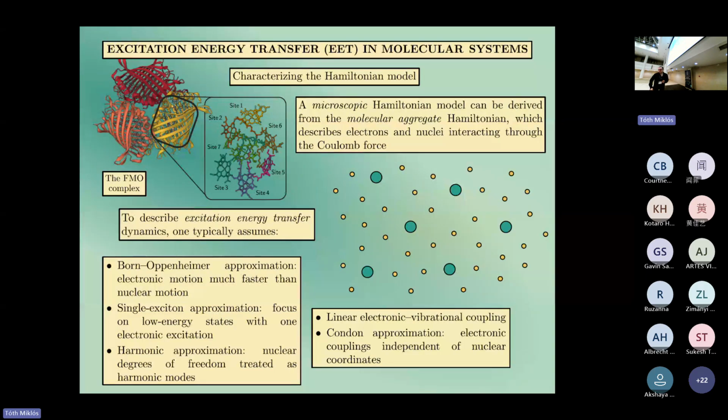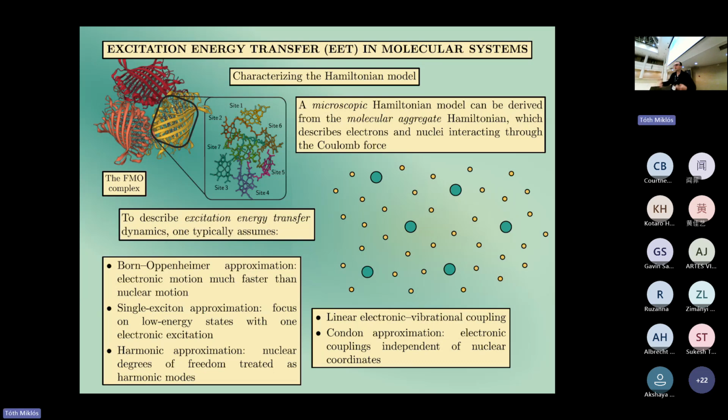For this type of systems, we are interested in electronic energy transfers in molecular systems. We currently have what we call microscopic Hamiltonian models. So we can identify some macroscopic Hamiltonian models that we define as microscopic. We start from the molecular aggregate Hamiltonian, where we model the molecule as a collection of nuclei and electrons that interact with the Coulomb interaction.